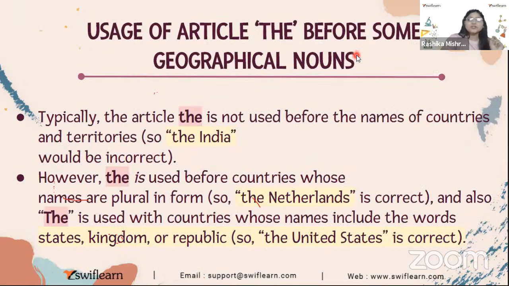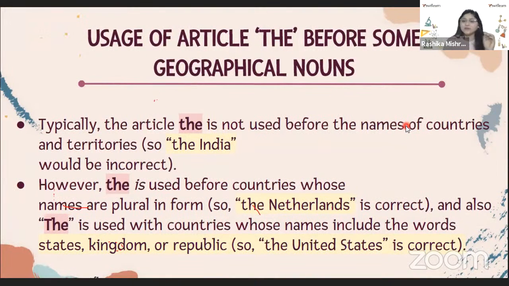Now, usage of the article the before some geographical nouns. If we have a geographical noun in a sentence, we may use the as an article. Typically, the article the is not used before the names of countries and territories. As I already told you, we cannot use the before the names of countries and territories. For example, the India would be incorrect, right?